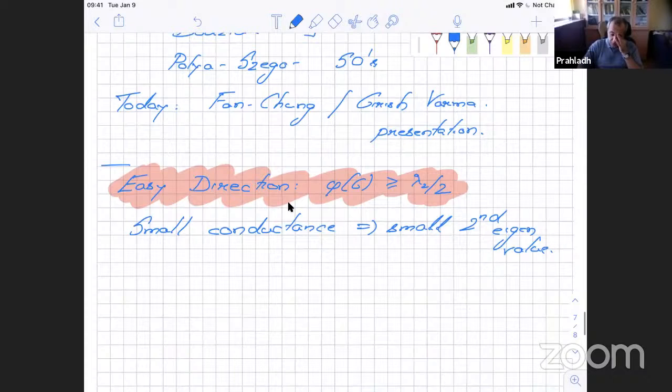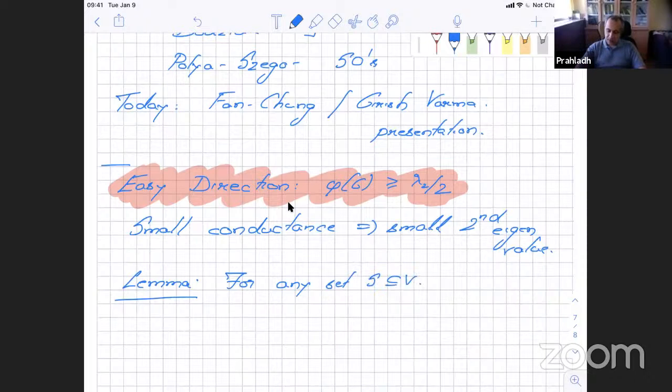In fact, we'll prove a stronger statement. The way we will prove this is by proving a stronger intermediate fact. You give me any set S with a particular conductance, and we will show that lambda 2 by 2 is always smaller than the conductance of this set. For any set, not just the minimum, for any subset of vertices.